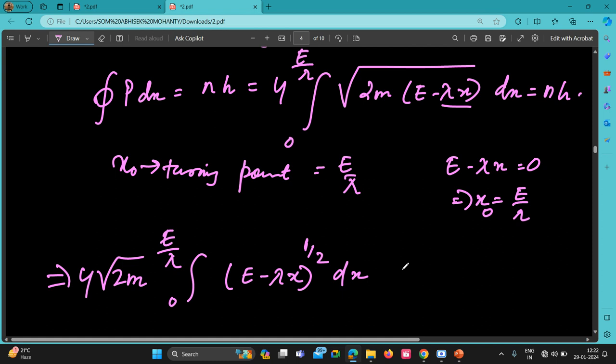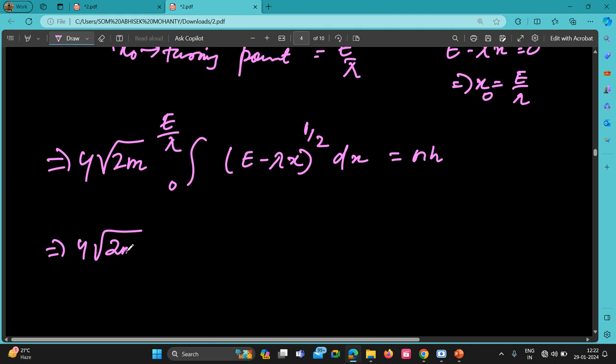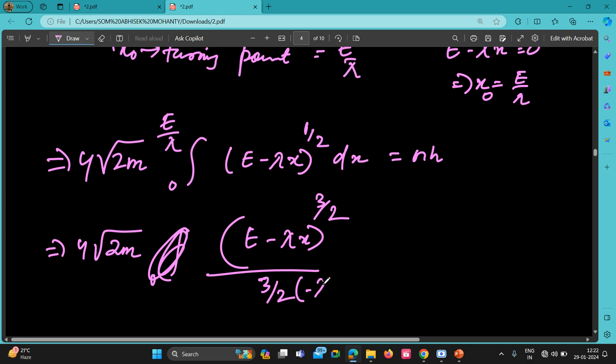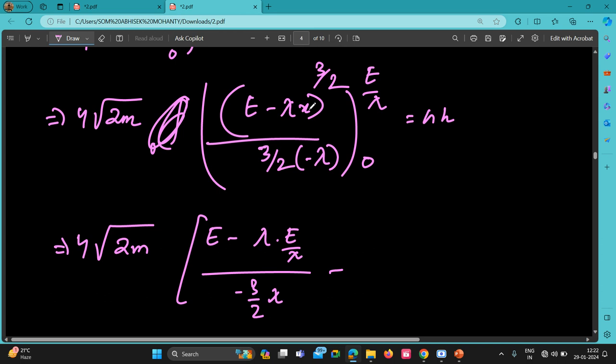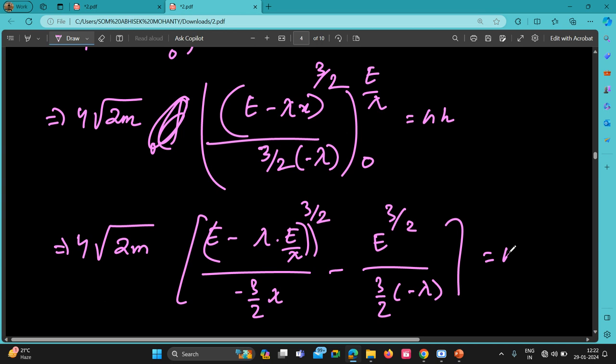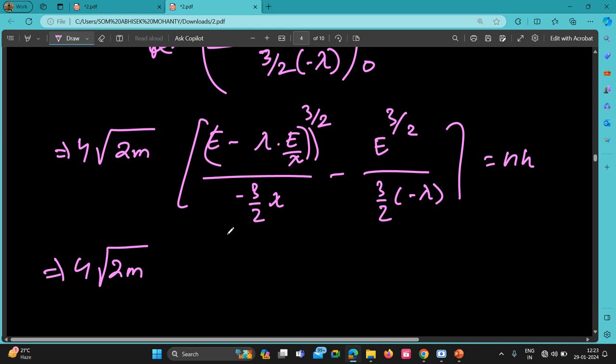So 4 root 2m, we can do this integration: E minus lambda x to the power 3 by 2 divided by 3 by 2 and divided by minus lambda, the coefficient of x, from 0 to E by lambda, is equal to nh. If we put the value of E by lambda in place of x, E minus lambda into E by lambda becomes 0, so this term becomes 0. This is only left: plus E to the power 3 by 2 by 3 by 2 lambda is equal to nh.